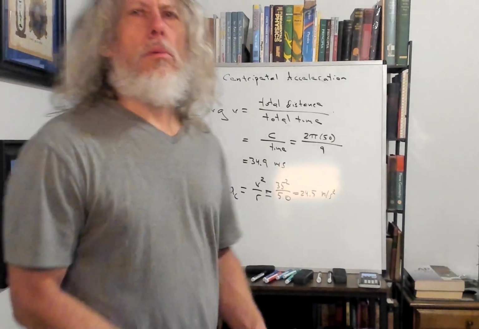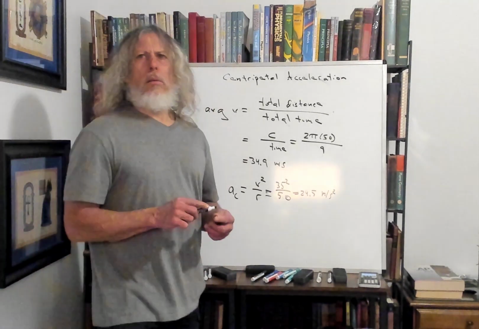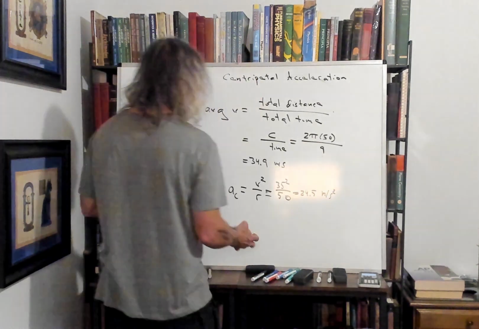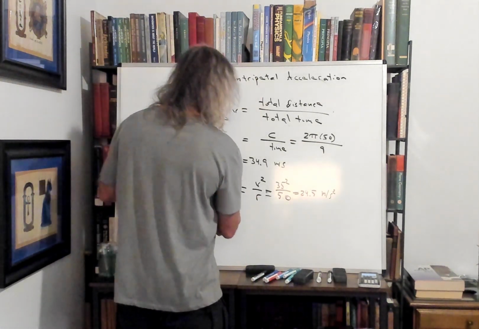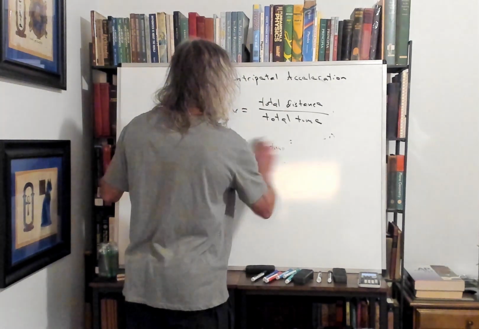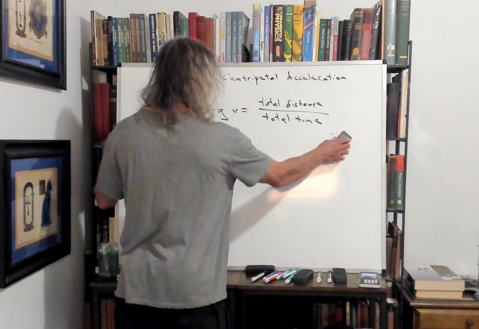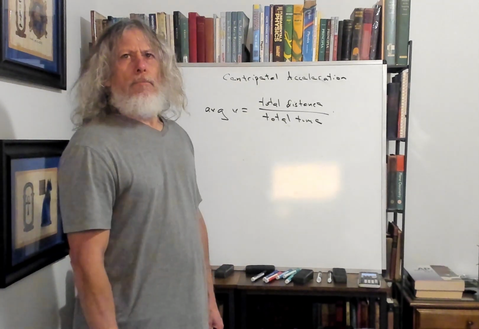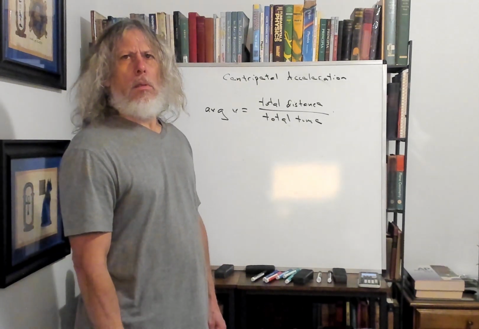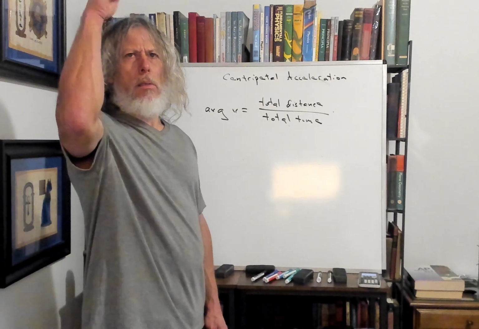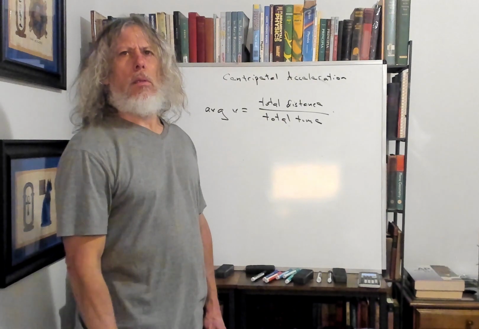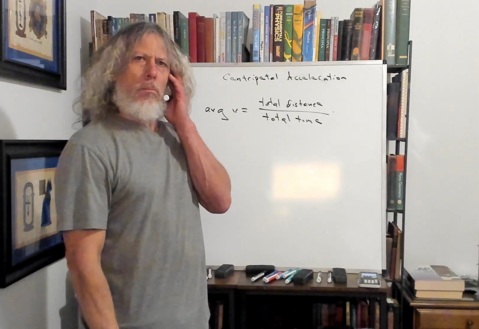Number 2. On this worksheet, I'll put a link in the description field so you can look at them. So a piece of string is 1.5 meters long. A ball makes 120 turns each minute. What's the average velocity of the ball?